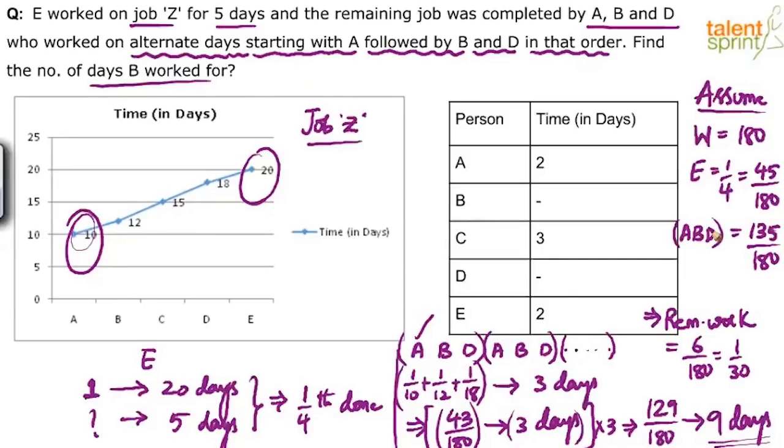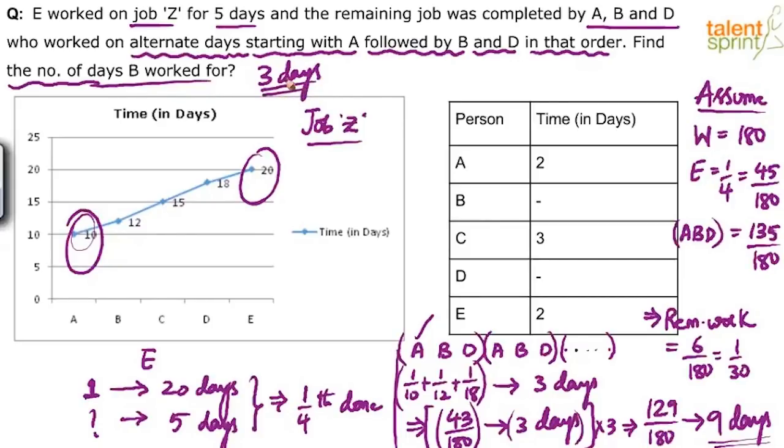Now, the question is, find the number of days for which B worked. In this set of 9 days, B will come 3 times. Out of these 9 days, A worked for 3 days, B worked for 3 days, D worked for 3 days. Again on the 10th day, A comes and finishes this 1/30th of the work. So the number of days for which B worked is 3 days. You're able to follow? 3 days is the final answer.